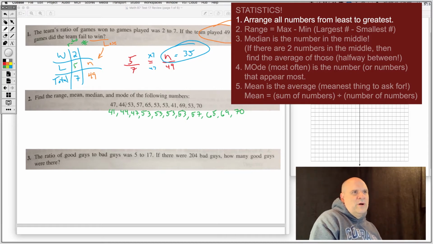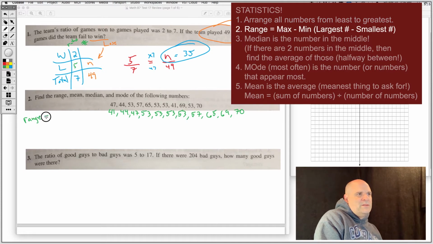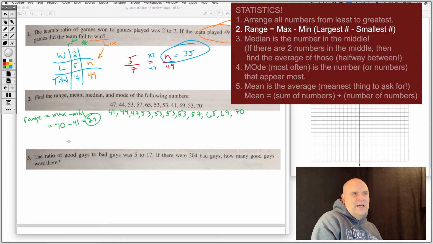All right, so here's what I always do to make sure I've gotten all the numbers. Count each group. 1, 2, 3, 4, 5, 6, 7, 8, 9, 10, 11. So we got it. So we didn't leave anything out. So remember the range. This is going to be worth 4 points, guys. So don't skip over this one. Max minus min. So your biggest number minus your smaller number, 70 minus 41 equals 29. So your range is 29.